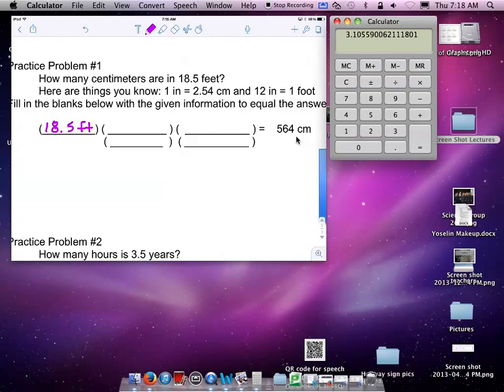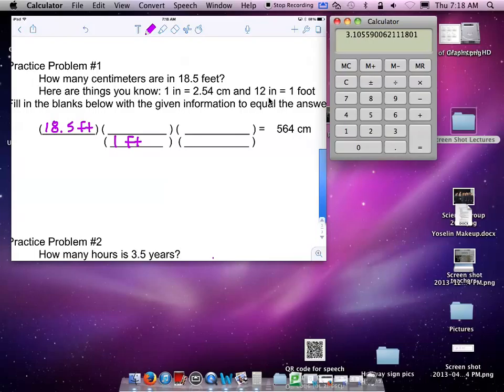We need some conversions. Well, I want a conversion that's going to get rid of feet. Well, I know that 1 foot equals 12 inches. Okay, well, that's going to cancel feet. So let's go ahead and use that. So I'm going to fill this in. I'm going to put feet on the bottom, 1 foot, because remember, I need to have it in the opposite place so that it divides and cancels.